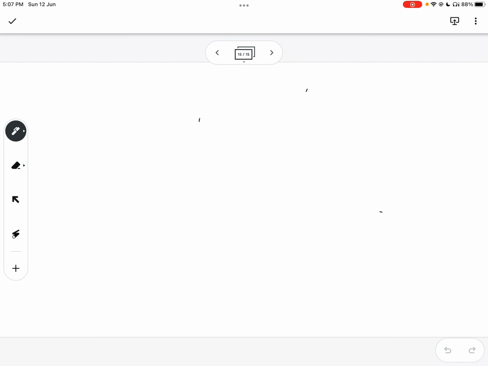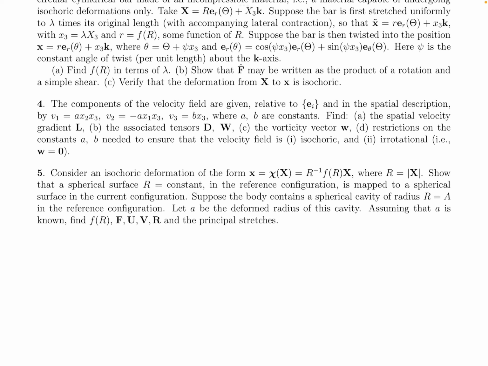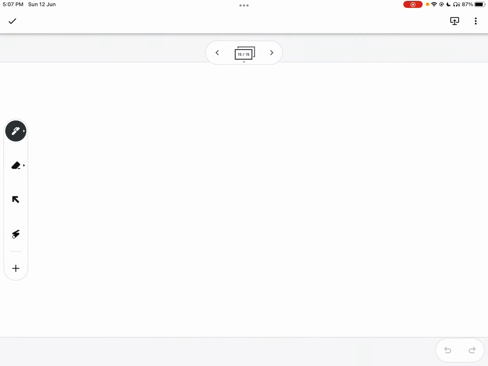Let's now look at the last question. Consider an isochoric deformation of the form x is equal to chi of capital X, which is f(r)/r times X, where r is mod X. Show that a spherical surface r equal to constant in the reference configuration is mapped to a spherical surface in the current configuration. So let's see that first. This is question number 5.